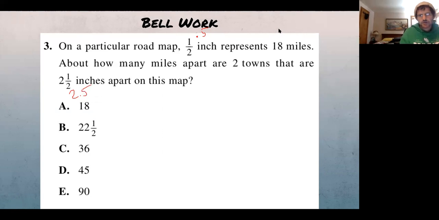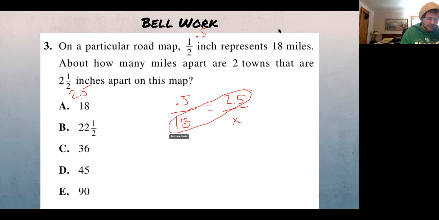So we could think of this in terms of proportions. There's 0.5, which represents 18 miles. So therefore, 2.5 will equal X number of miles. And so you could go through and do your cross products, and we are going to be working a lot with proportions. So if you want to think of it that way, you can. Now, the other way that you might think about it, I'll just erase all this.